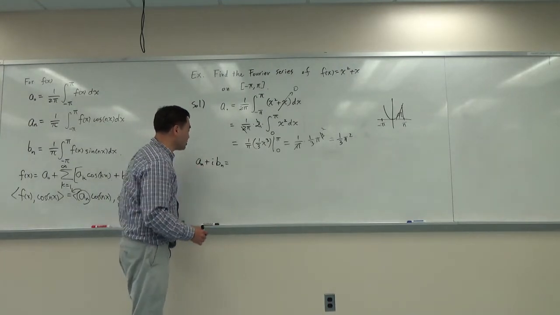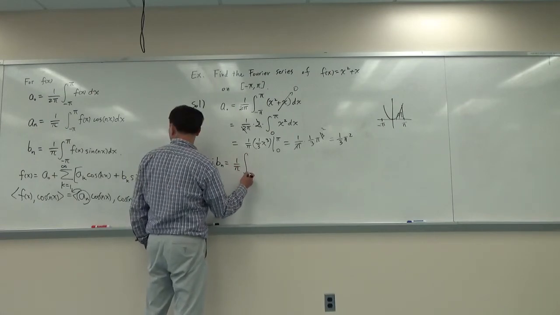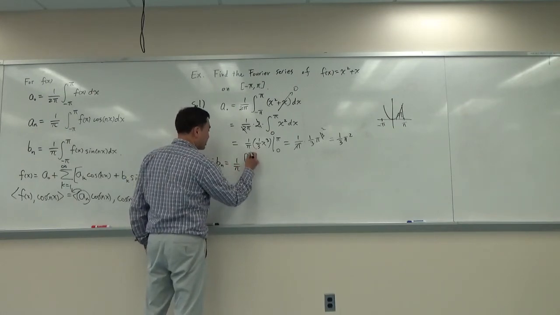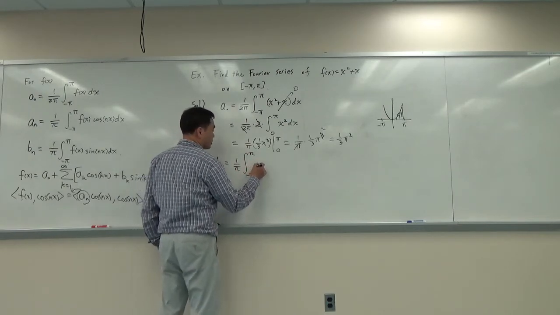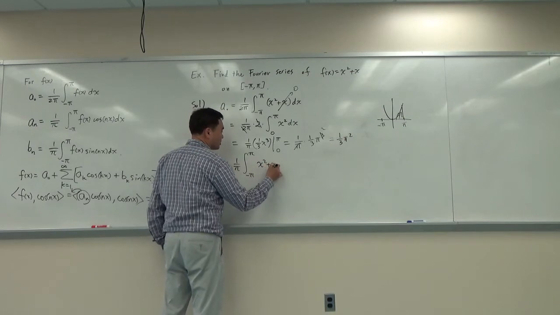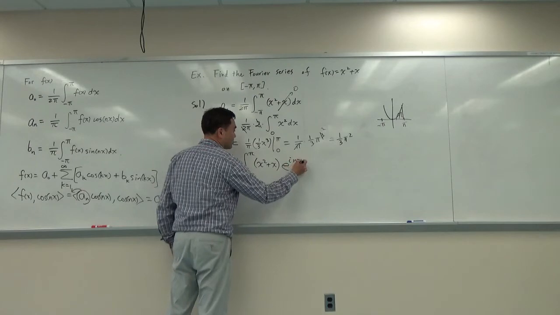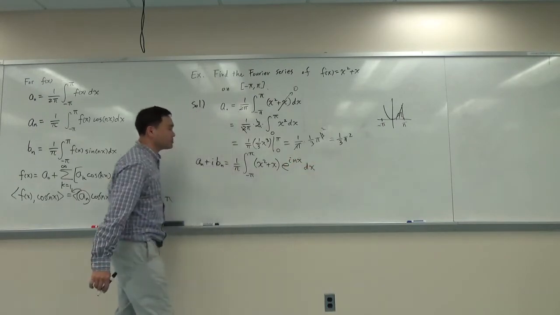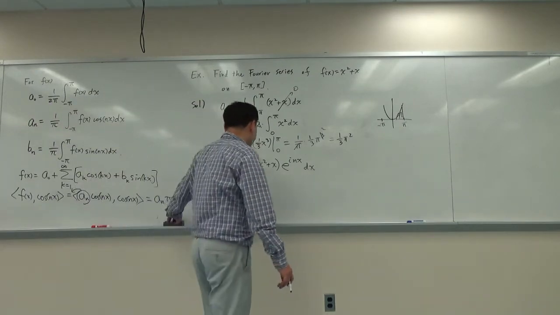but anyways, for this one, we can just say it's 1 over pi, integral from negative pi to pi, of the f(x), x squared plus x, okay, and then e to the inx. Right? That's because this is cosine, that's sine. If you multiply i cosine nx plus i sine nx, that's by the Euler identity, it's this one. Right? Okay?